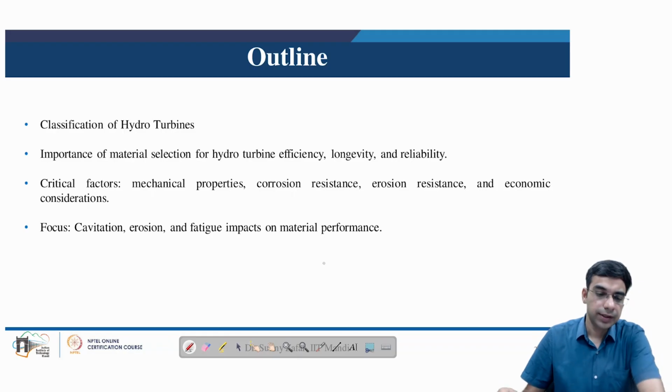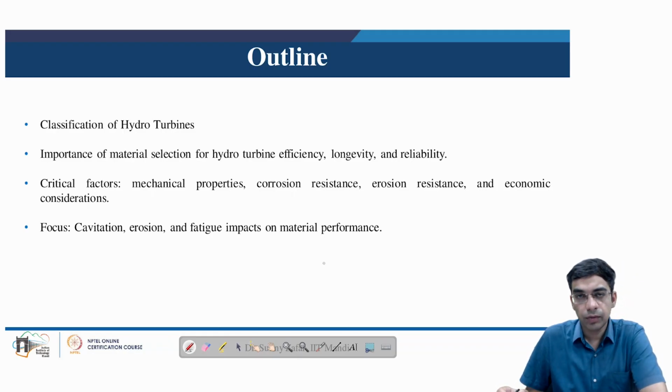So first we will cover the classification of hydro turbines, what are different types of hydro turbines and their operation. We will also go through importance of material selection for hydro turbine efficiency, longevity and reliability. We will cover critical factors such as mechanical properties, corrosion resistance, erosion resistance, and economic considerations. And we shall also focus on the challenges which are there in operation of hydro turbine, namely cavitation, erosion, and fatigue impacts, which ultimately influence the performance of hydro turbine.